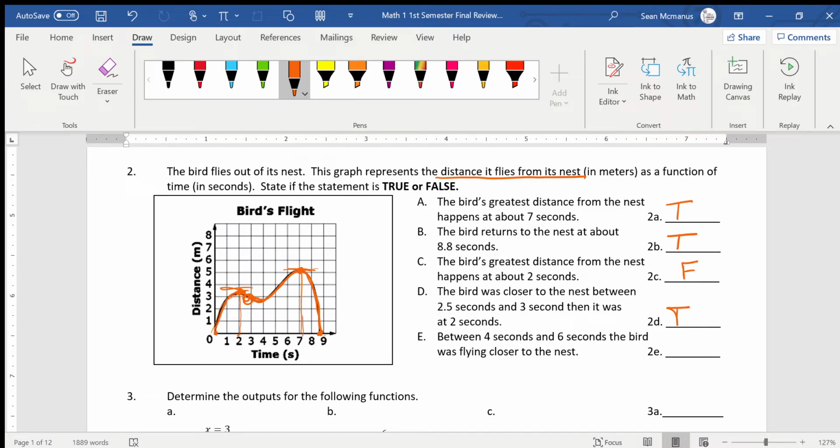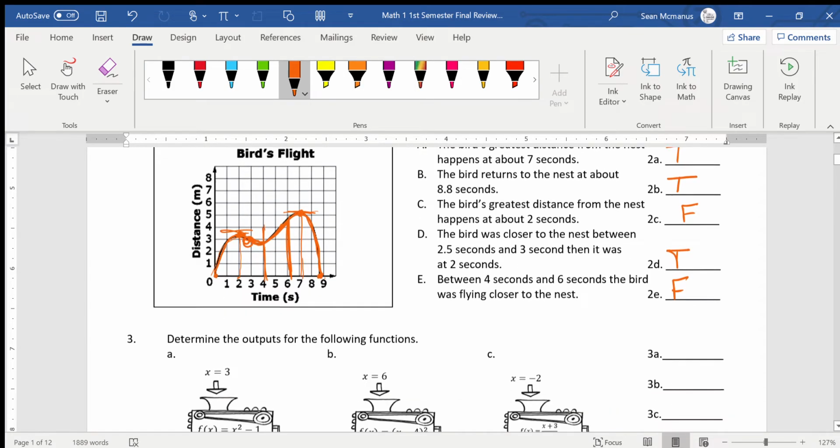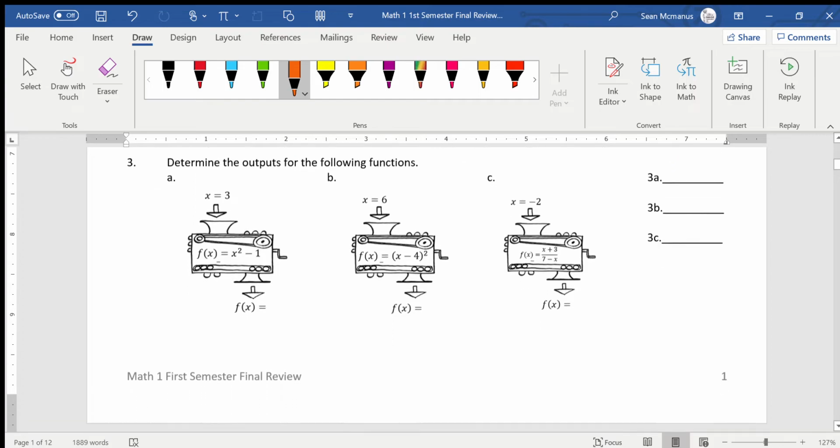E, between 4 to 6 seconds, so between here and here, the bird was getting closer to the nest. That's not true, right? It's going further away from the nest. The distance was increasing, so that would be false.